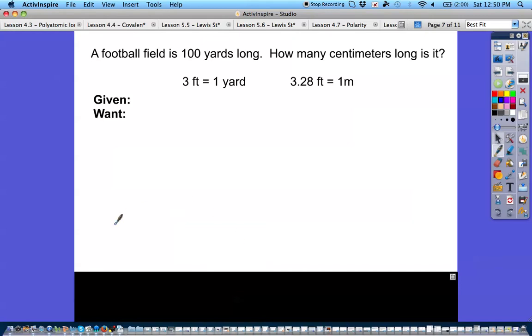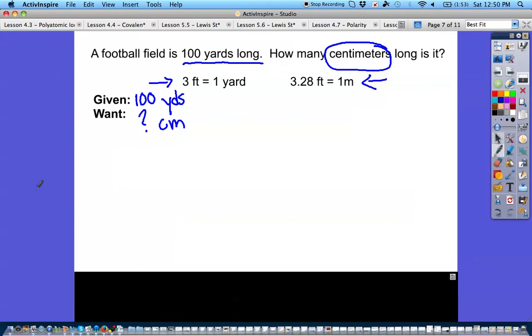Our next problem, a football field is 100 yards long. How many centimeters long is it? So we are given 100 yards. We want to know how many centimeters. And we have some conversion factors here that are going to help us with this problem. So we're given 100 yards. We want to know how many centimeters. So we're going to start with what we're given, the 100 yards.